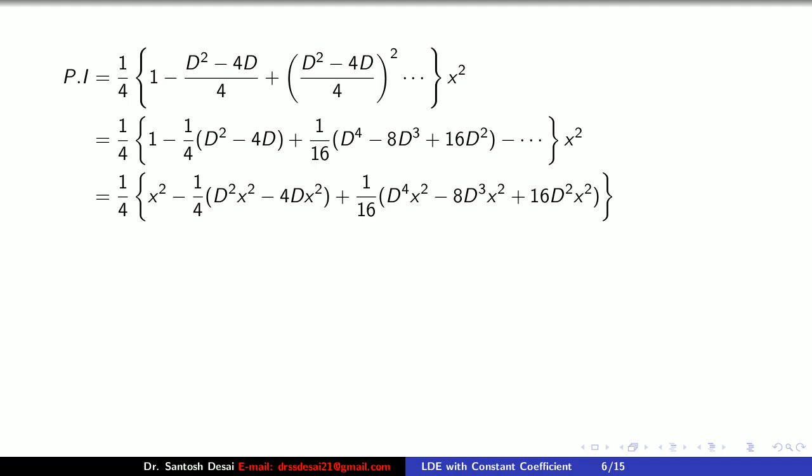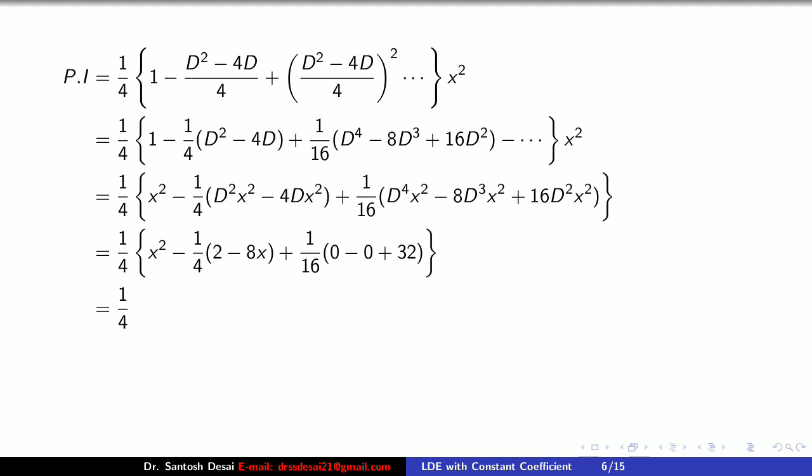So let us put the corresponding values. We get 1 by 4 into bracket x square minus 1 by 4. Now D square x square is 2 times the derivative of x square, it is 2, and D x square is the derivative of x square, that is 2x. So we will get 2 minus 8x plus 1 by 16 D raised to 4 x square, that is 0, D cube x square, that is also 0, and D square x square, it is 2. So we will get 0 minus 0 plus 32 and bracket complete.